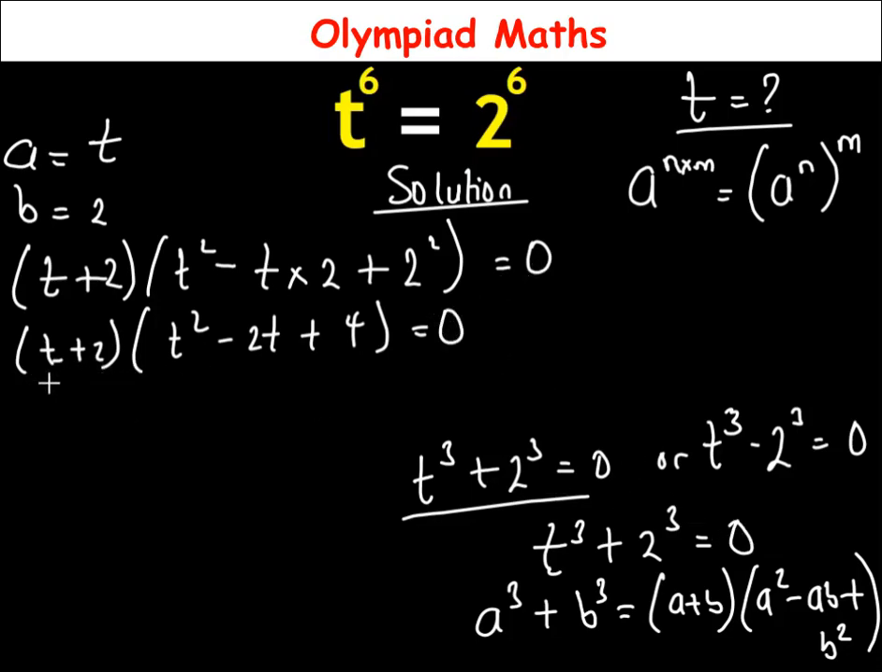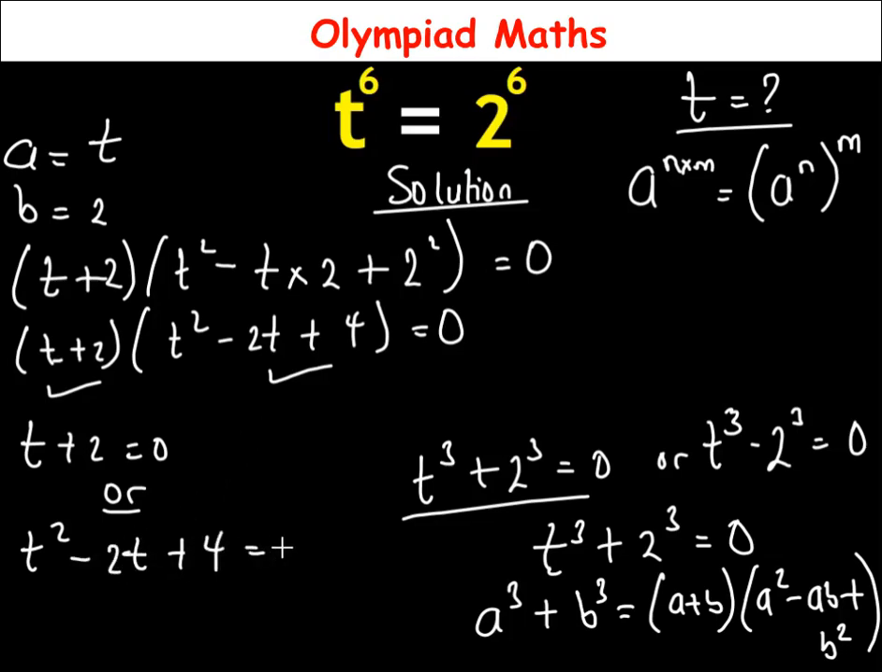So from here, t plus 2 is equal to 0, or t squared minus 2t plus 4 is equal to 0. So for the first one, t plus 2 is equal to 0. To solve for the value of t, moving plus 2 to the other side, t is equal to minus 2. So we've gotten the first value of t that will give us the same value when raised to the power of 6. So let us then get the other values of t from this other equation.